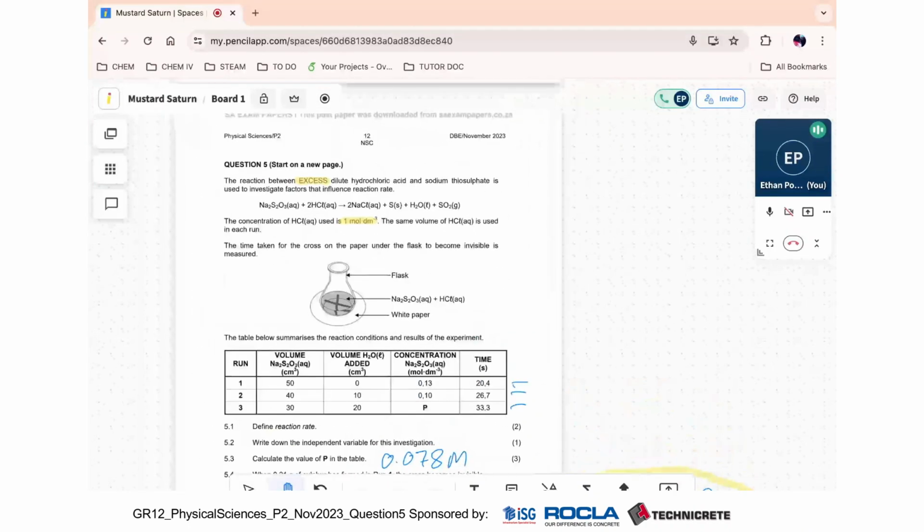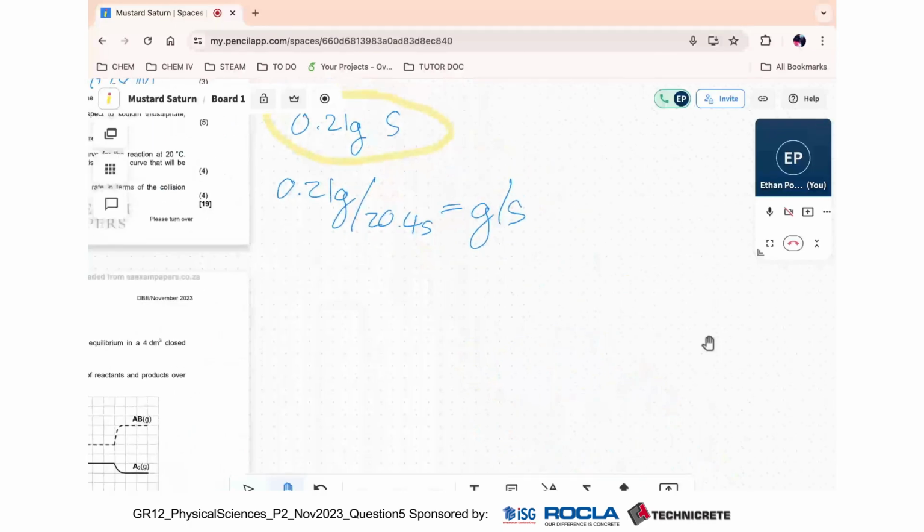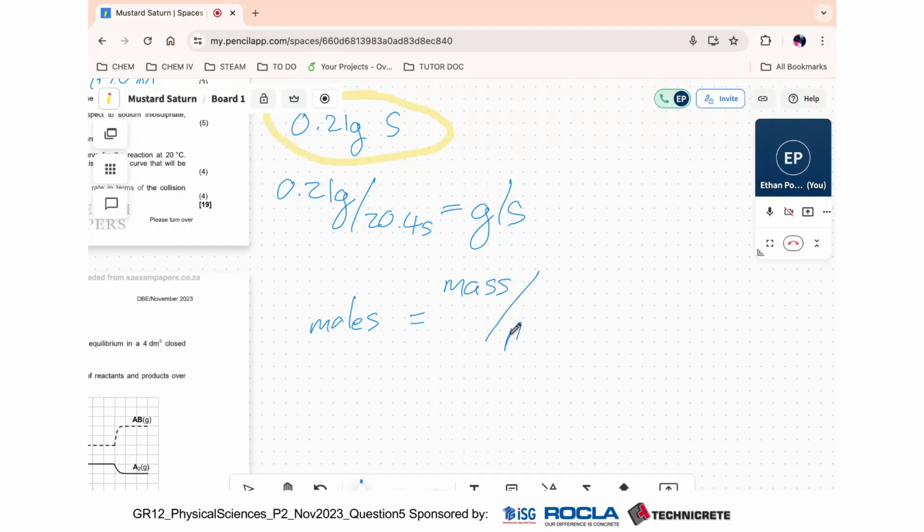Okay, so how do we find the mass of sodium thiosulfate? So first of all, we know that the ratio of sulfur to sodium thiosulfate is 1:1 from the chemical equation. So if we calculate the moles of sulfur, that's equal to the moles of sodium thiosulfate. Okay, so let's calculate the moles of sulfur. So moles, or n, equals mass over Mr, or molecular mass. And this is given as 0.21 grams. And then if we just look up the molar mass of sulfur, that is 32 grams per mole.